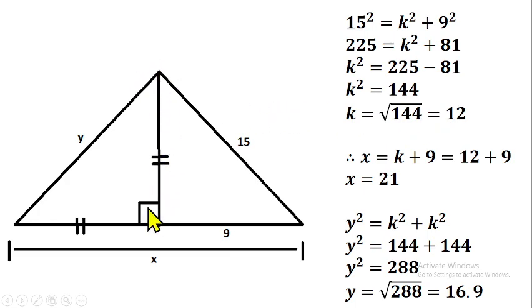So if this side is 12, that means this side is also what? 12 as well, because they are equal. These two stripes here, there are also two stripes here. So that means this side is equal to this side. So this side is 12. I mean, this side is also 12.